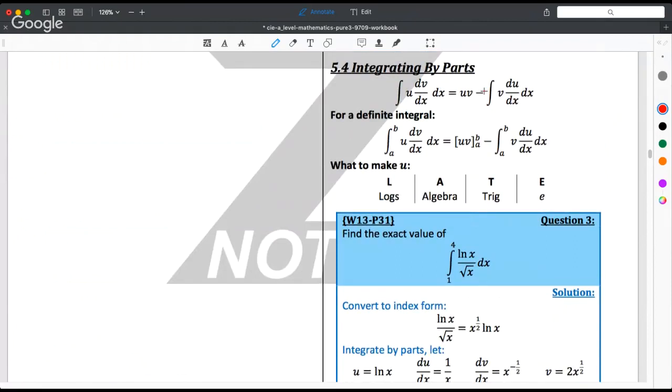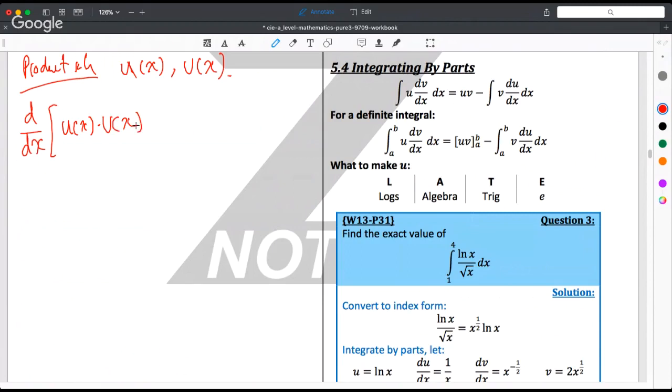Okay, this is probably the most important way of integrating things: integration by parts. So this is the formula for it, but where does it come from? So if we think about the product rule, so what's the product rule? Say we have some function u of x, and another function v of x, right? What happens when we differentiate this function? So u of x, v of x.